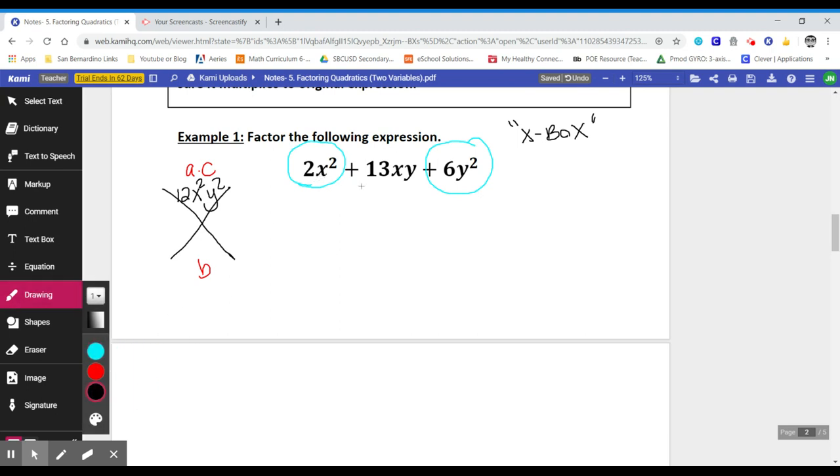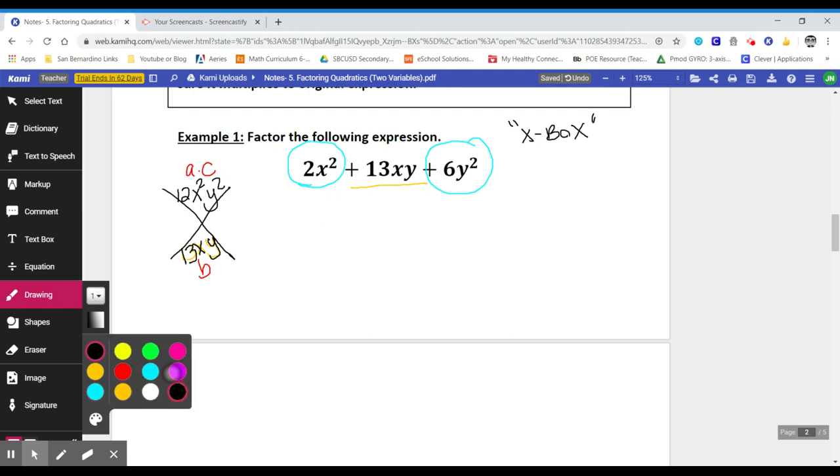B goes on the bottom, so that would be this guy right here, the 13xy. So when I write 13, I'm not just going to write 13 on the bottom. I'm going to write 13 and the variables x and y. So that also goes on the bottom. The rest you know how to do, but like I said, we're including variables this time because there's an extra variable, so we need to account for that.